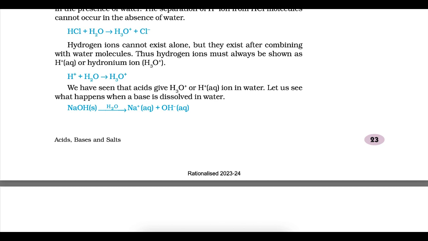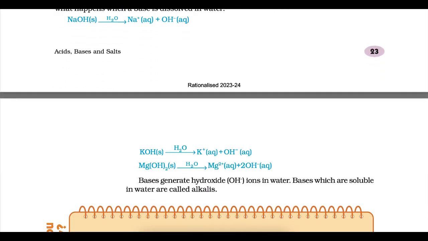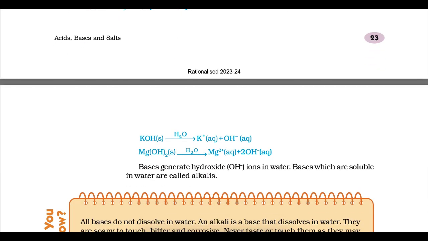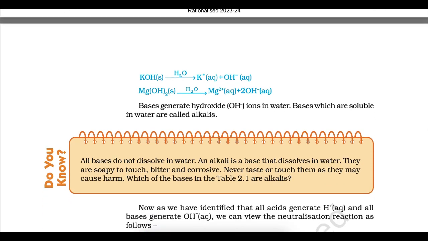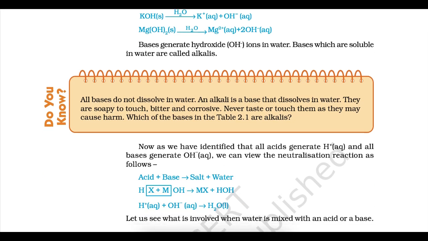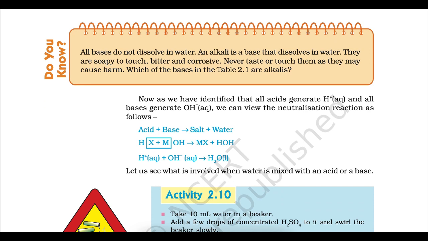Let us see what happens when a base is dissolved in water. Please refer to your book for the equations. Bases generate hydroxide ion in water. Bases which are soluble in water are called alkalis. Do you know all bases do not dissolve in water? An alkali is a base that dissolves in water.